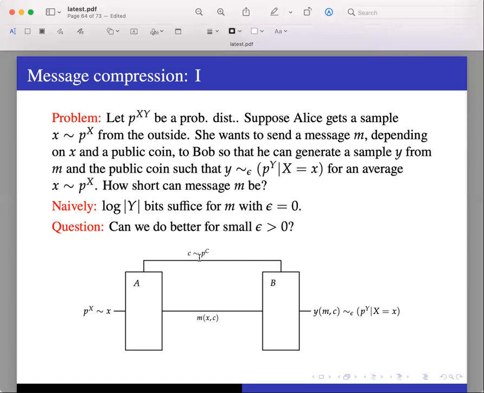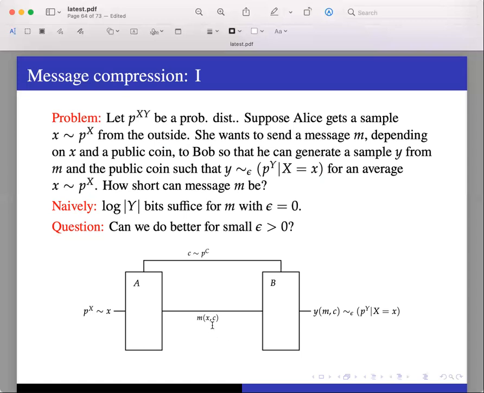Now, public means that a sample from this coin is available both to Alice and to Bob. Let us say there's some public coin broadcast agency whose job is to take a sample from this distribution and supply it to all interested parties. Okay, so the same little c is available at both Alice's end and Bob's end.